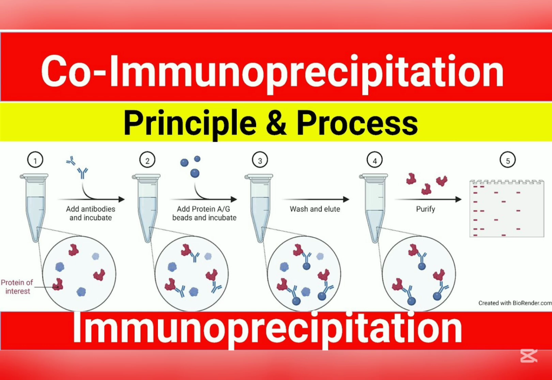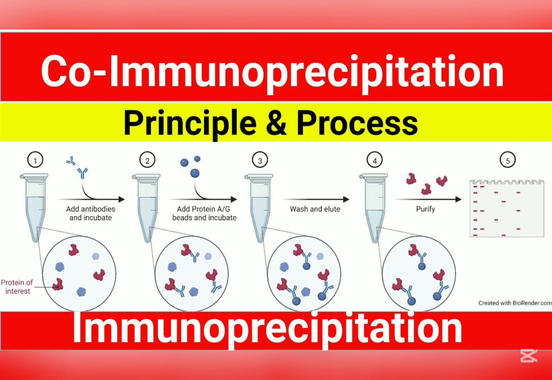The antibodies are usually linked to protein A, protein G, or protein L beads. Then incubation. The sample is incubated, typically for 1 to 2 hours or overnight at 4 degrees Celsius, to allow the antigen complex to form and ensure efficient binding. Then washing, which is the fifth step.